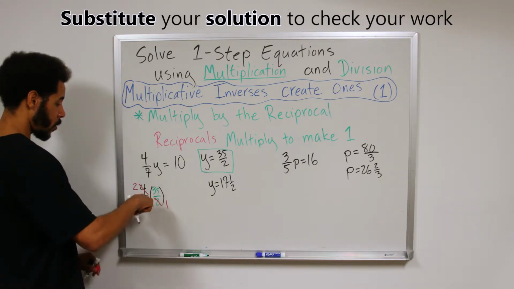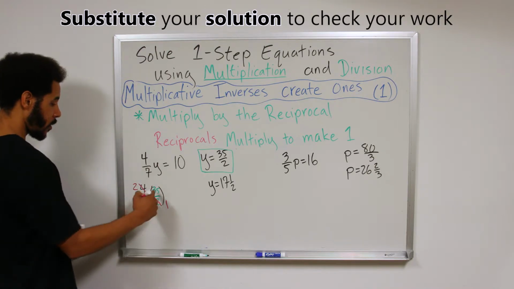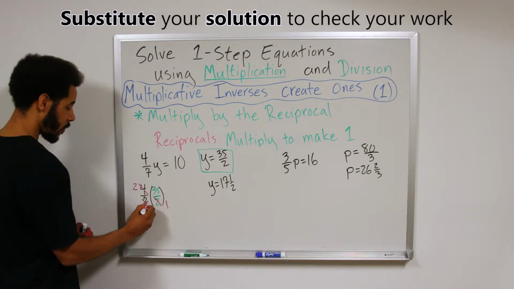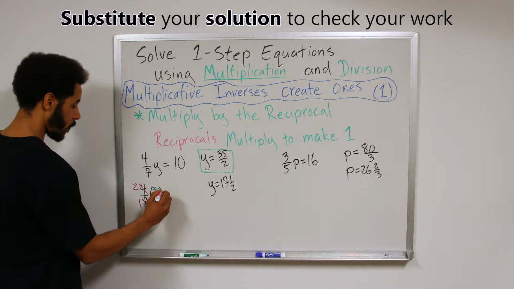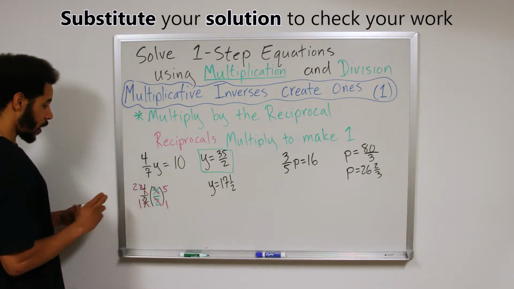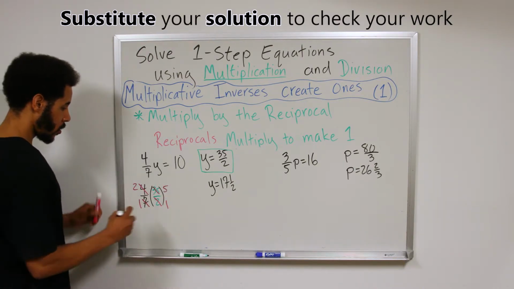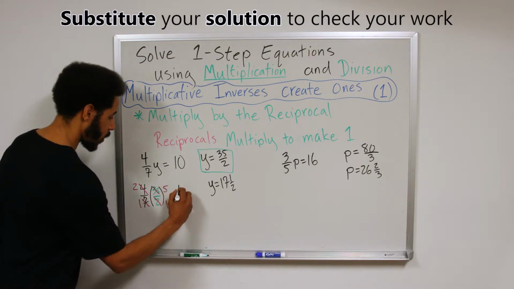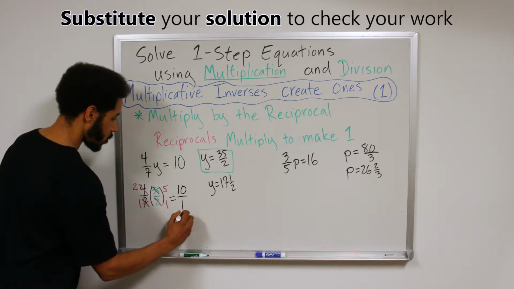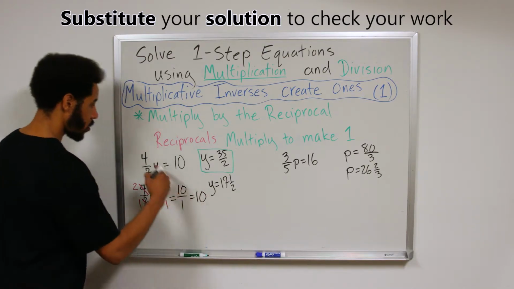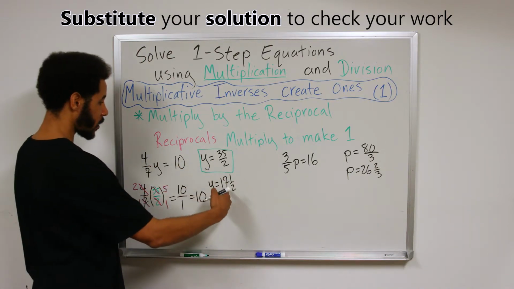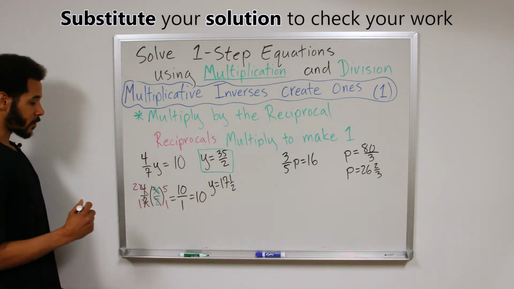Same here with 35 and 7. They both are divisible by 7. 7 divided by 7 is 1. 35 divided by 7 is 5. This gives us 2 times 5, which is 10. 1 times 1, it equals 10. So we know that y is in fact equivalent to 35 over 2 or 17 and 1/2.